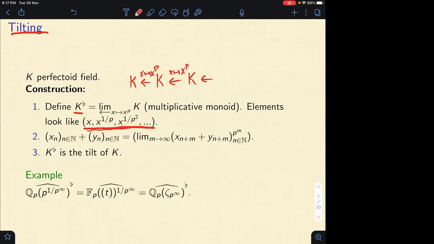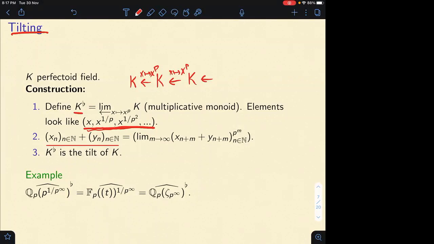And you can multiply coordinate-wise, but if you want to define addition, it will be more complicated. Addition is not defined coordinate-wise, simply because taking p roots in characteristic 0, for example, is not going to be additive. So in fact, you need to tweak the definition in the case of addition. You need to take some sort of limit. And this is the first point where you see that the assumption that K is complete is actually necessary for this construction, and Henselianity is not enough.